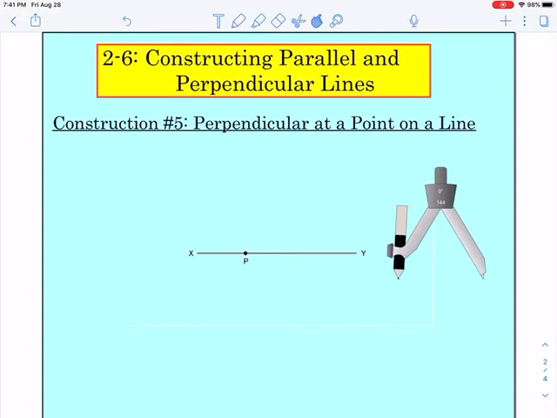2-6 is going to be 3 different constructions again. So you're going to need your compass, and we're going to construct parallel and perpendicular lines today. For the first construction that we're going to do, construction number 5, we're going to construct a perpendicular line at a point on the line. So our goal is going to be to draw a line that is perpendicular to XY that passes through that point P on that line.